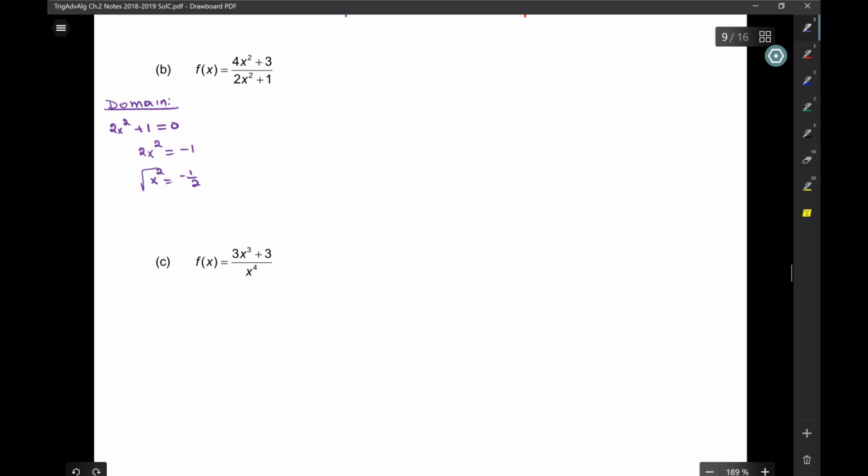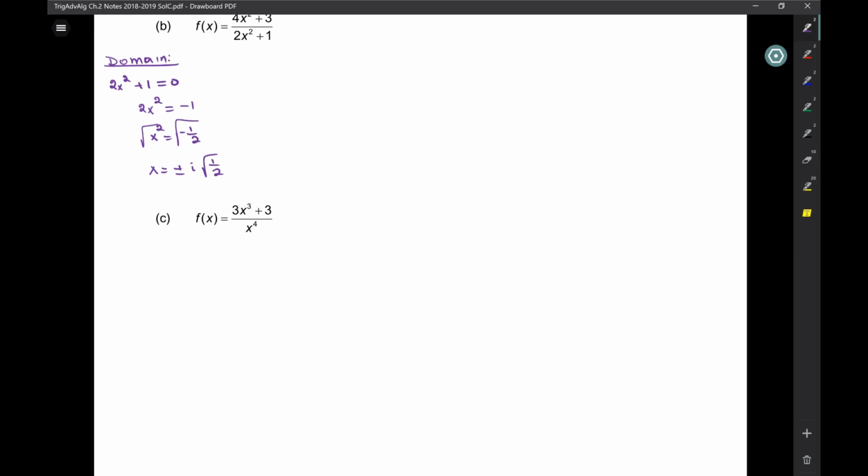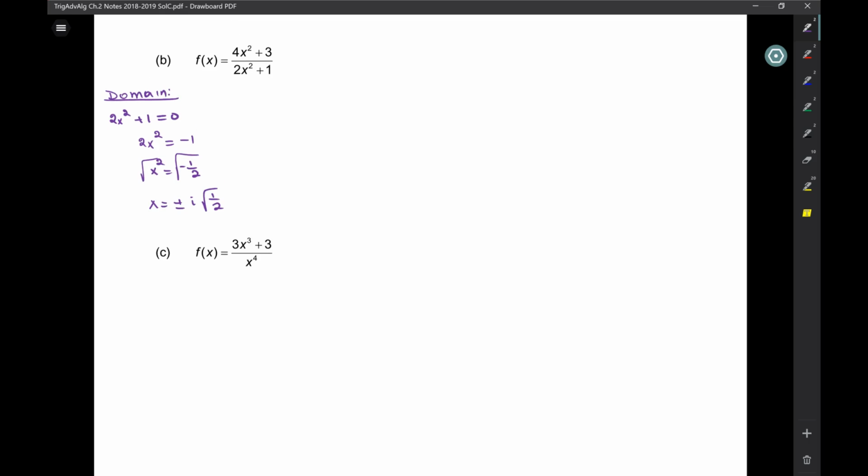Square root, x equals plus or minus i times 1 over 2. Did we get a real number? No. Does that i show up on our x-axis? No. It's imaginary. That means if the only place that the denominator will equal 0 is an imaginary number, there are no real numbers which make the denominator 0. All right? Which means there are no problem points. So the domain is all real numbers.